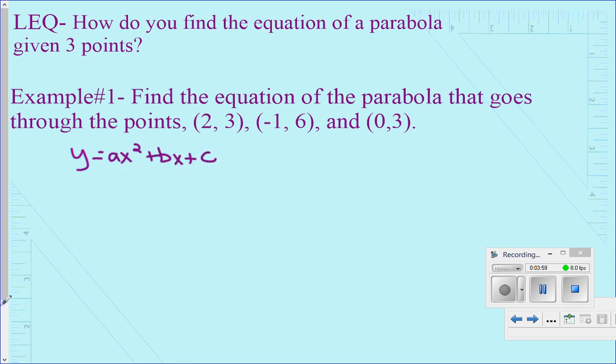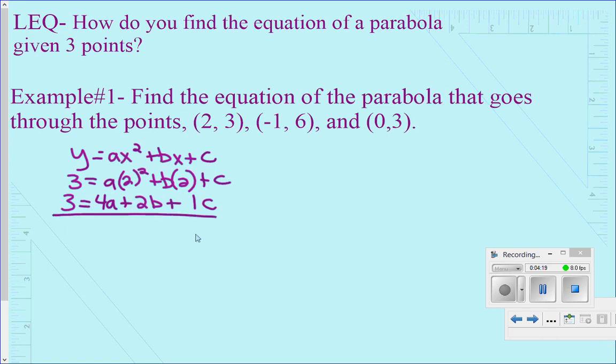Let's substitute in the 3 coordinate points. So if I put in 3 for y and 2 for x, I get that. I'm going to simplify. 3 equals 2 squared is 4, 4a plus 2b plus, I'm going to rewrite that as 1c. I'm going to do the same thing with the other 2 coordinate points.